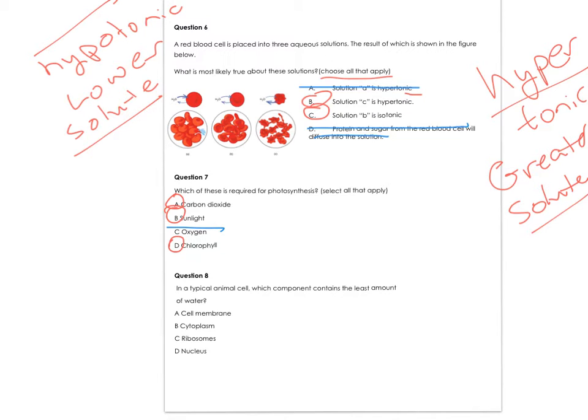Question 8, in a typical animal cell, which component has the least amount of water? The cell membrane might have some water in it as water is crossing, because remember, water does cross the cell membrane. Cytoplasm has the most amount of water. The nucleus has some water in it. A ribosome is just an RNA molecule that's making protein, so that would have the least amount of water. It's pretty straightforward.